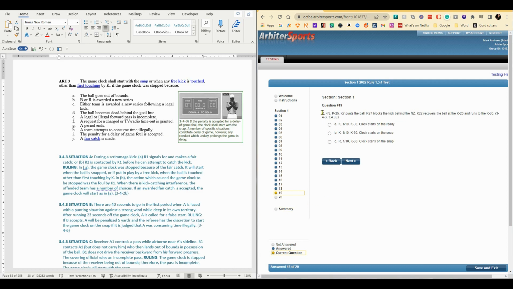Okay. K, 4th and 3 at the K25. K7 punts the ball. R27 blocks the kick behind the neutral zone. K22 recovers the ball at the K20 and runs to the K30.